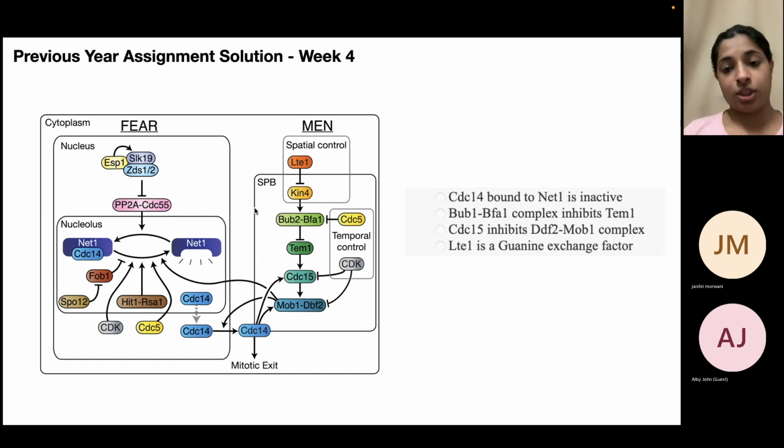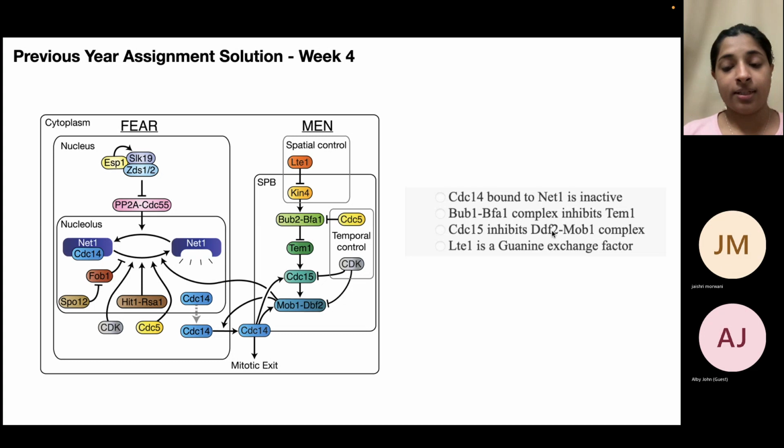this representation, then CDC14 is bound to NET1 and it's inactive. CDC14 bound to NET1 is indeed inactive. If it's released from NET1, then CDC14 will be able to ensure mitotic exit. The BUB2-BFA1 complex inhibits TEM1, and this is also true. BUB2-BFA1 is a GAP, which is inhibiting TEM1.